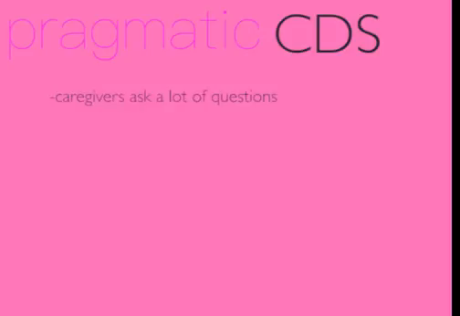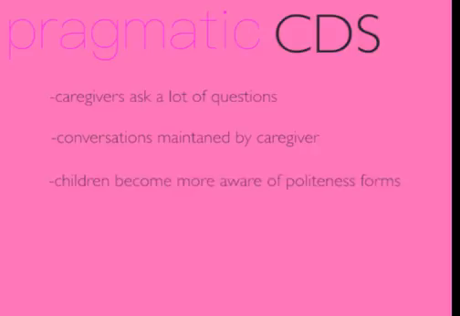Another category is pragmatic development. Features of this category include that caregivers will ask a lot of questions trying to create a dialogue. Conversations are maintained mainly or exclusively by adults. Children start turn taking between the ages of 2 and 4, trying to take part in the dialogue, and children become more aware of politeness forms, using people's names to gain attention, and the needs of a listener through pragmatic development.